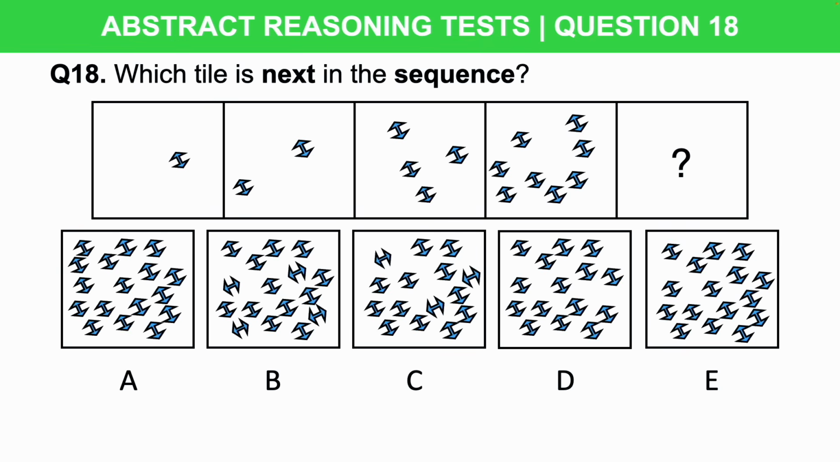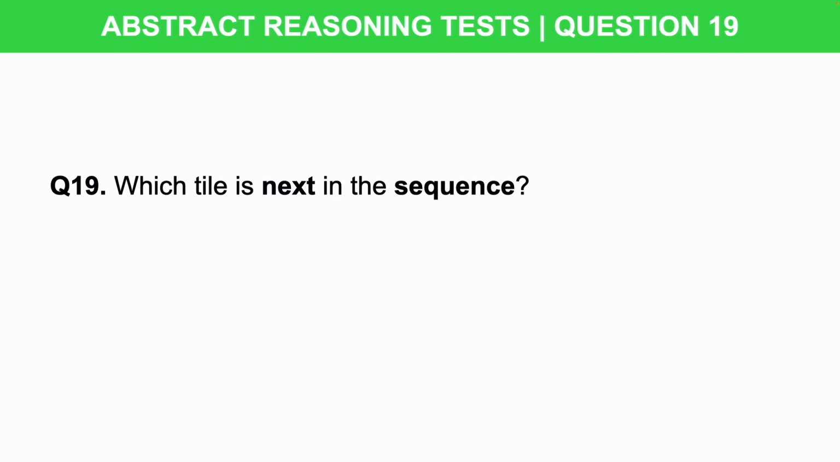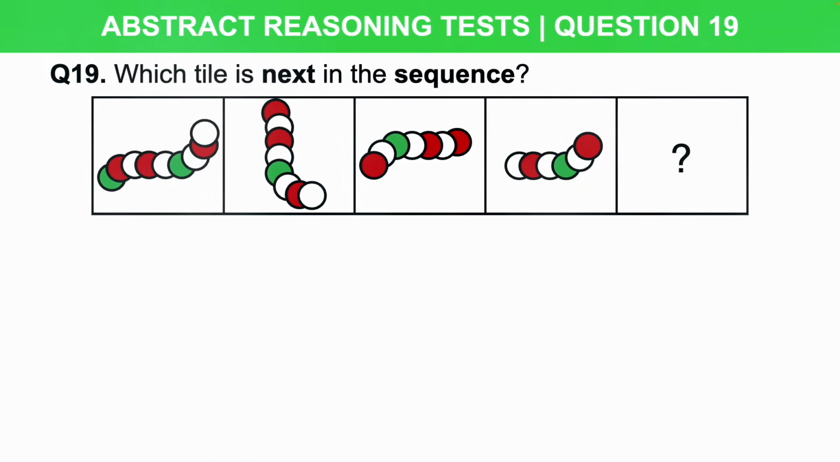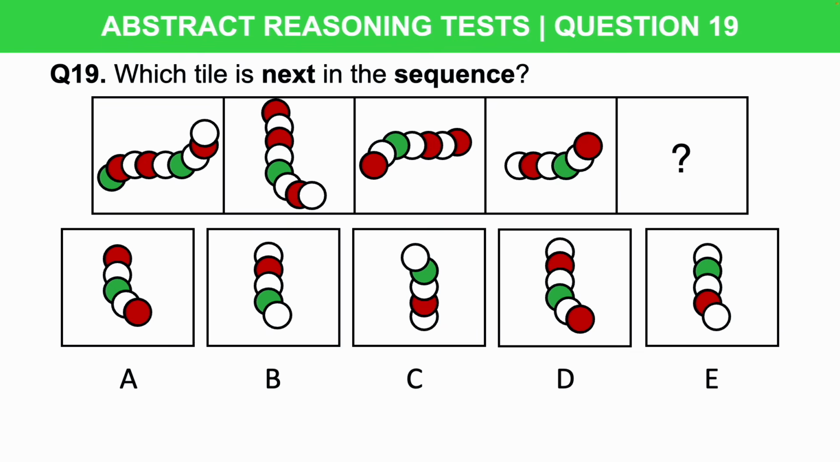How are you getting on? Remember to put your answers to these Korn Ferry Aptitude Test questions in the comment section below for marking. Question 19. Which tile is next in the sequence? A, B, C, D, or E? 20 seconds on the timer, starting now.